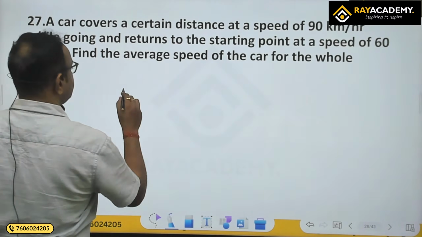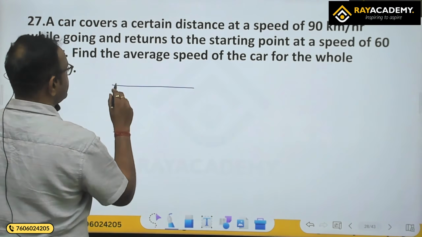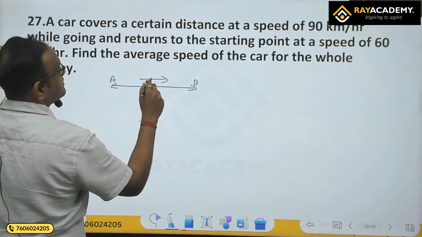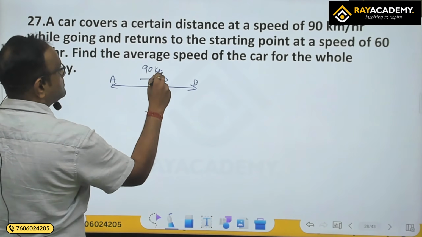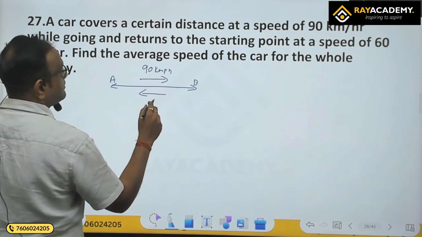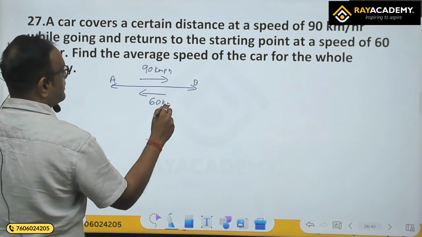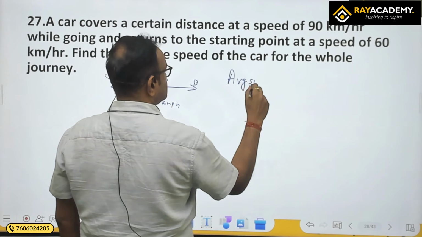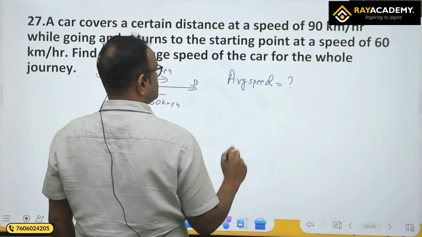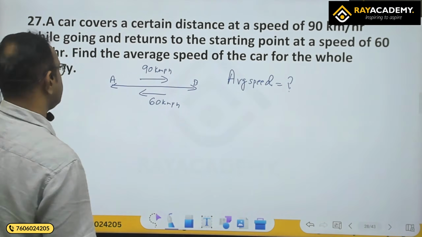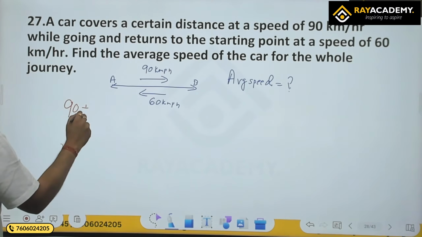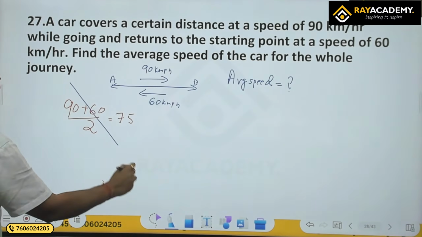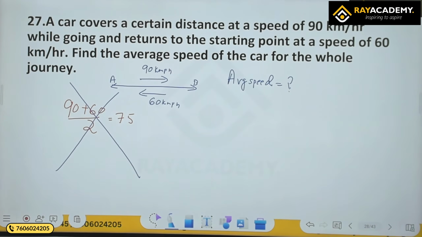Onward journey and return journey are given, so you have to assume both are the same distance. Suppose he goes from A to B with a speed of 90 km per hour and comes back with a speed of 60 km per hour. What will be the average speed? Those of you who are thinking 90 plus 60 divided by 2, that is 75, this is wrong. This kind of question, be careful.